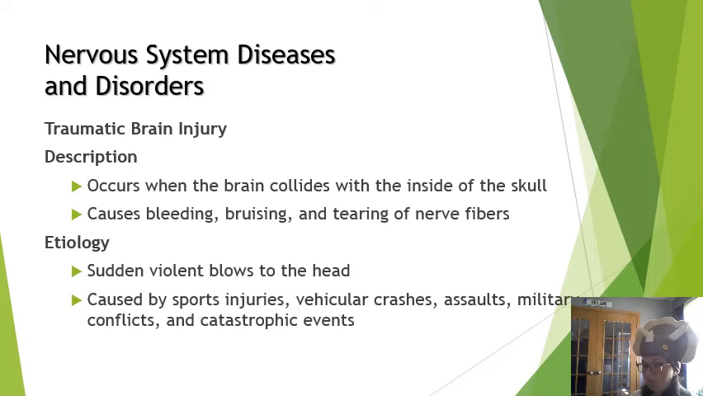Okay, a bit more serious than a concussion would be a traumatic brain injury, TBI. This occurs when the brain collides with the inside of the skull to such an extent that it causes bleeding, bruising, and tearing of nerve fibers. Causes would be a sudden violent blow to the head. You can see this in sports injuries, vehicular crashes, assaults, military conflicts, and other catastrophic events.